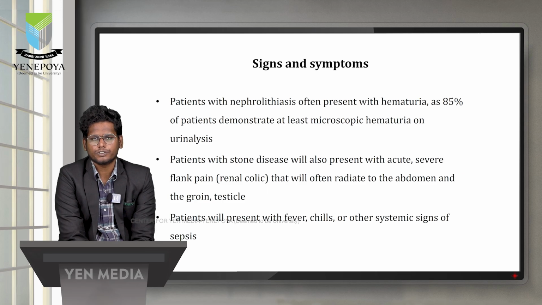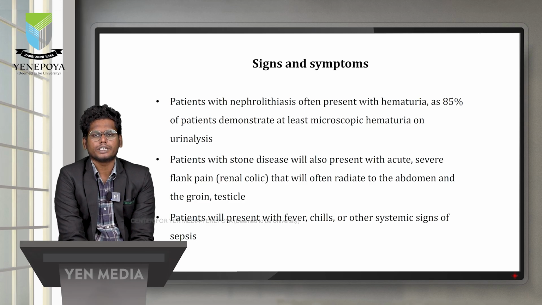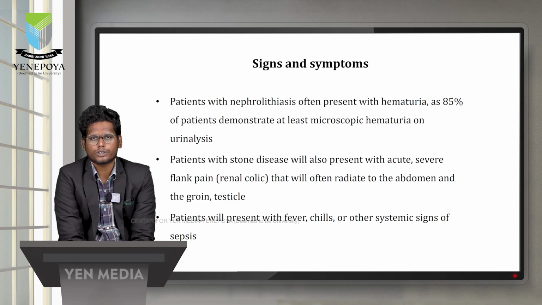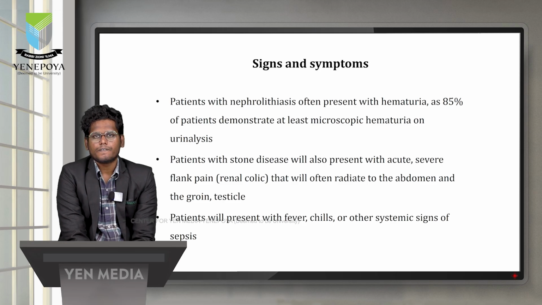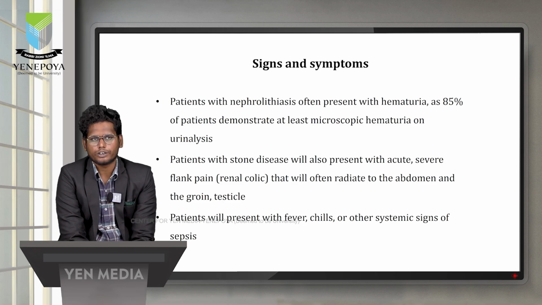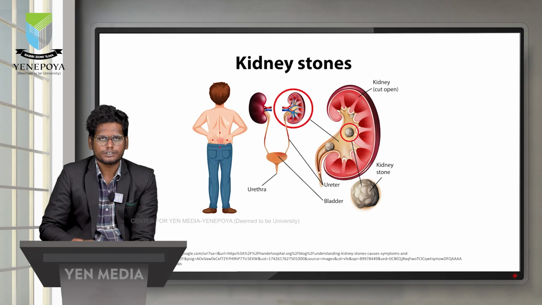So, the signs and symptoms of urolithiasis or nephrolithiasis. Patients with nephrolithiasis often present with hematuria, which is blood in the urine, as 85% of patients demonstrate at least microscopic hematuria on urine analysis. Patients with stone disease will also present with acute or severe flank pain, which often radiates to the abdomen and other parts of the body like the testicles or groin. Patients will present with fever and chills if they have a systemic sepsis infection.